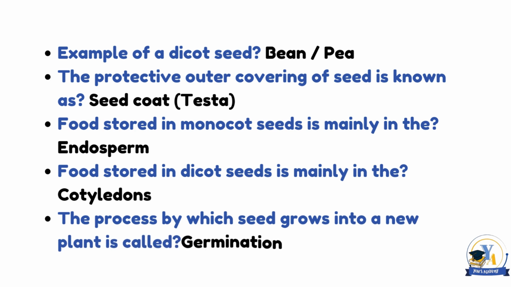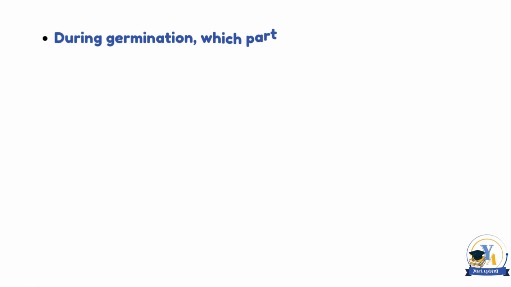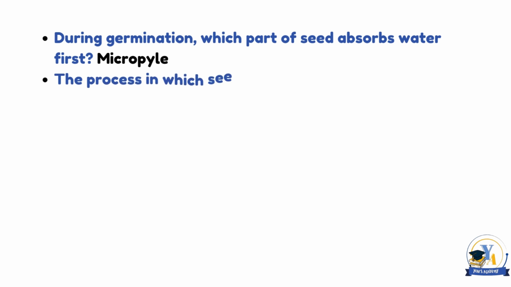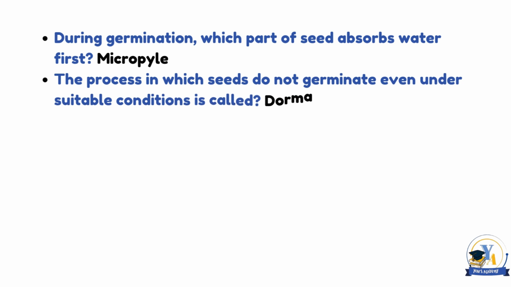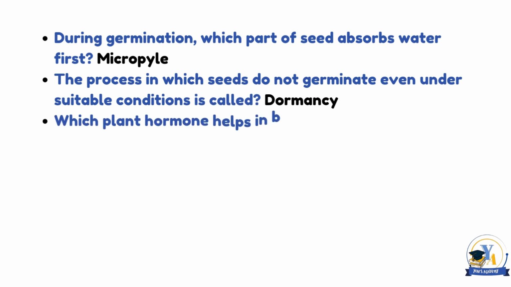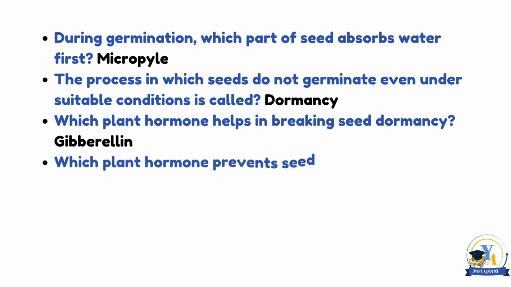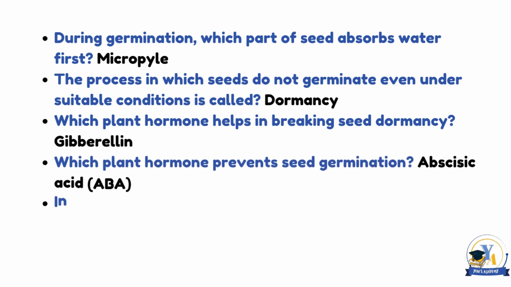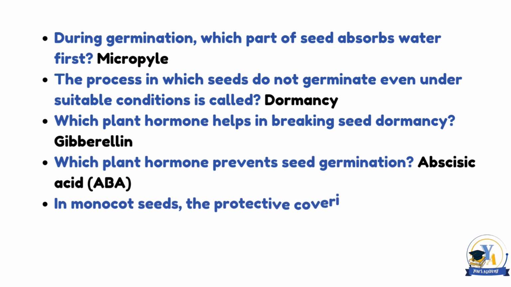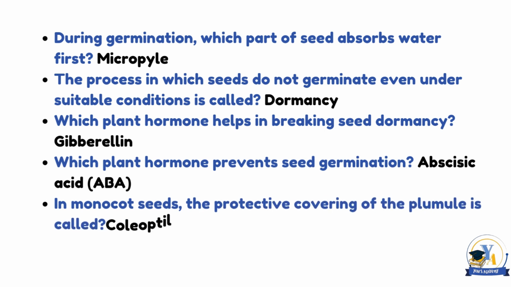The process by which a seed grows into a new plant is called germination. During germination, which part of seed absorbs water first? Micropyle. The process in which seeds do not germinate even under suitable conditions is called dormancy. Which plant hormone helps in breaking seed dormancy? Gibberellin. Which plant hormone prevents seed germination? Abscisic acid, ABA.